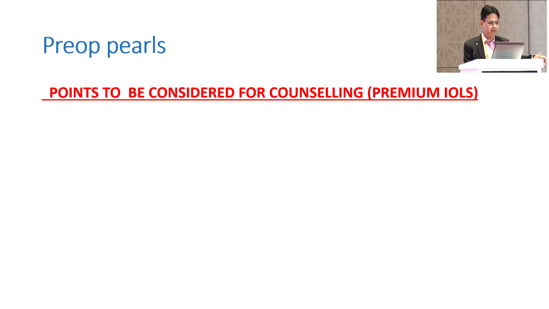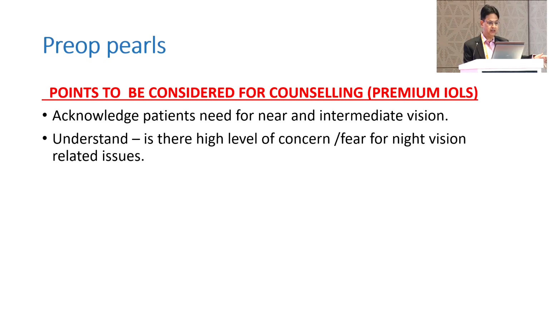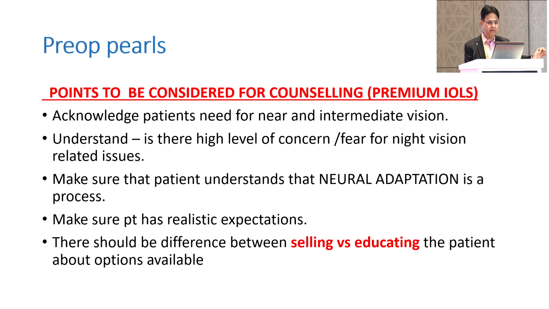Pre-op pearls: we can acknowledge the need of the patient, whether the patient has a need for near or intermediate vision. Understand if there is any high level of concern or fear for night vision or related issues, as we know that the lenses with the rings will have some problems. Make sure that the patient understands that neural adaptation is a process, and that the patient has realistic expectations. There should be a difference between selling versus educating the patient. This is the most important thing.